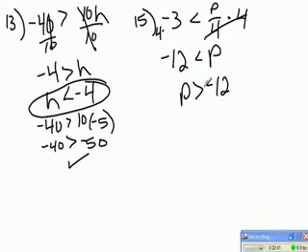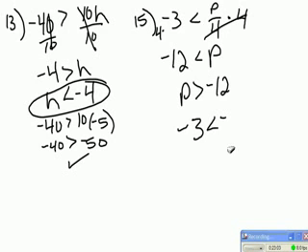P is greater than negative 12, so I need to pick a number greater than negative 12, keeping in mind that I have to divide it by 4 when I check it, so I want to pick something easy to divide by 4. So negative 3 is less than, I'm going to choose negative 16. That's greater, right?